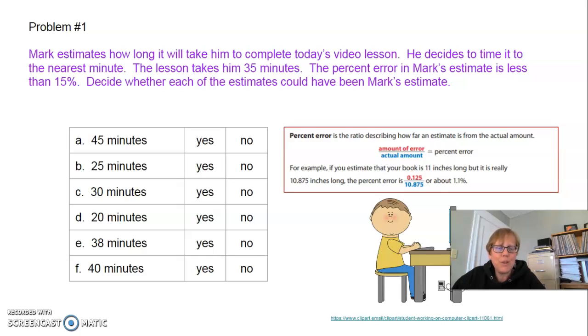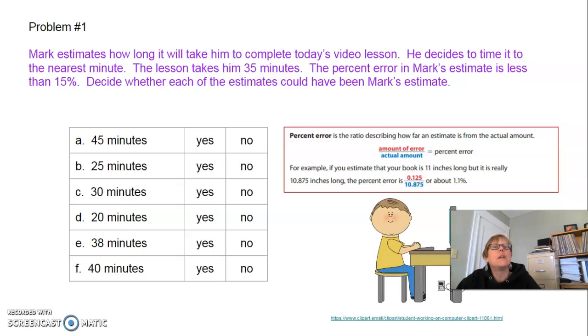Mark estimates how long it will take him to complete today's video lesson. He decides to time it to the nearest minute. The lesson takes him 35 minutes. The percent error in Mark's estimate is less than 15%.